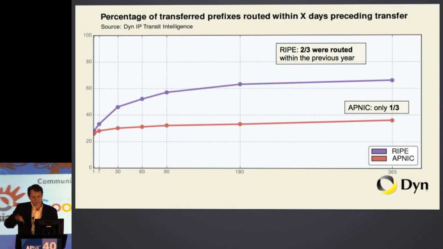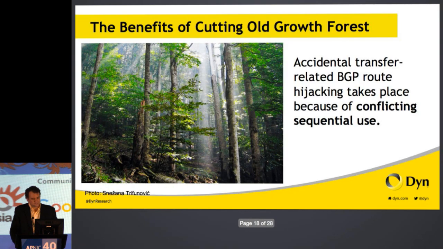But if you go out on the curve, you see that when you look at a year, APNIC prefixes are about twice as likely not to have been routed in the last year as a RIPE-transferred prefix. That's a cultural difference or a difference caused by the scarcity of resource, we don't know. But that's how it stacks up. This is the most significant quantifiable difference between the regions that I could find that might explain why we don't see a lot of failed transfers in the APNIC region.